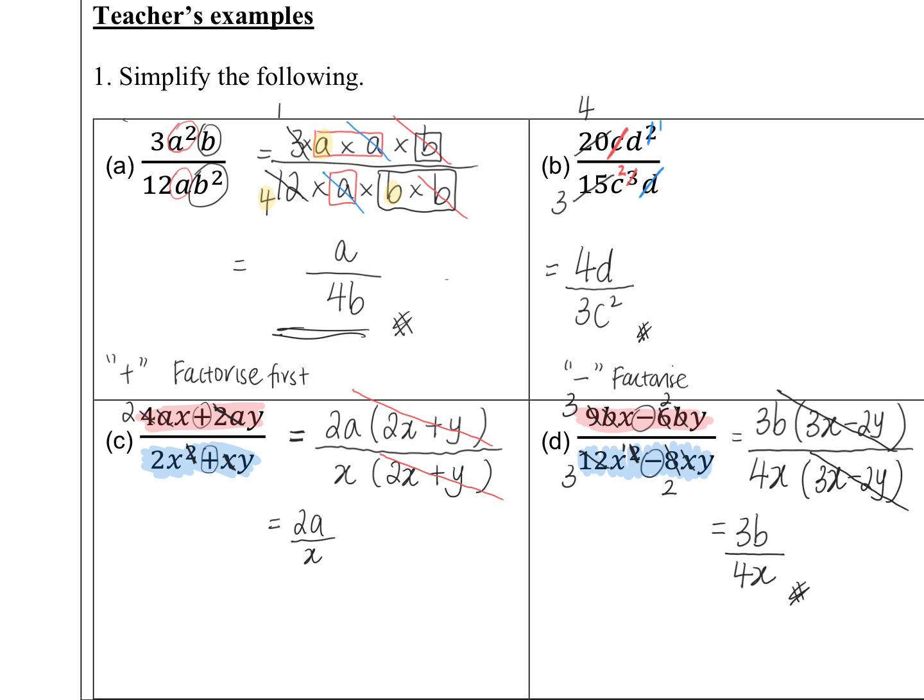So when there's no plus or no minus, you can straight away cancel. But when there's plus or minus in the numerator, go and factorize first. Okay, so this is the crucial step.